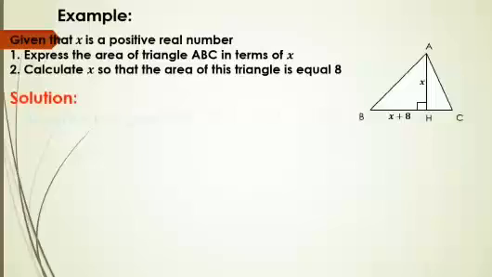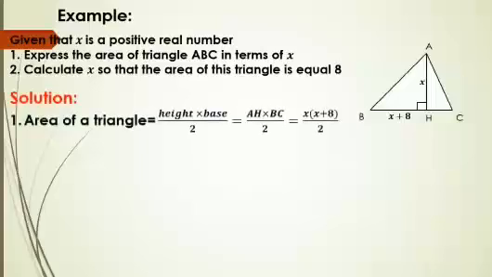First question. The area of the triangle ABC is equal to height times base over 2. The height is AH times the base BC over 2. The height is x and the base is x plus 8, so it is x times x plus 8 over 2. This is the area.